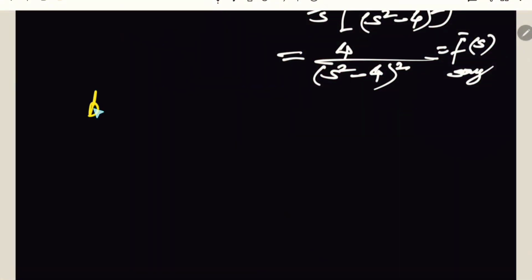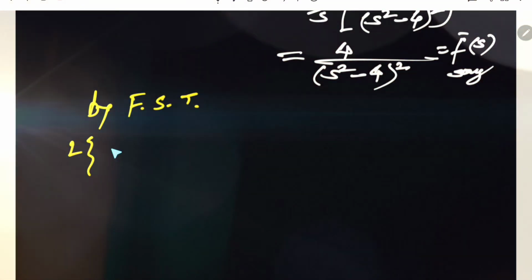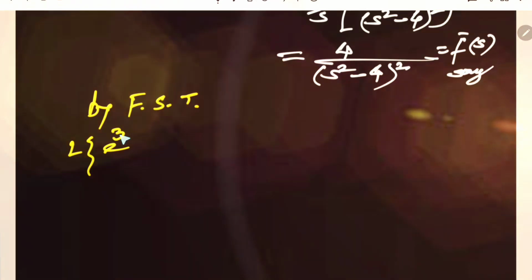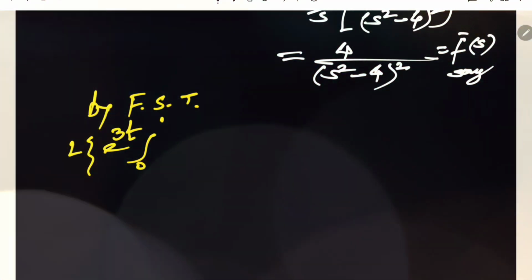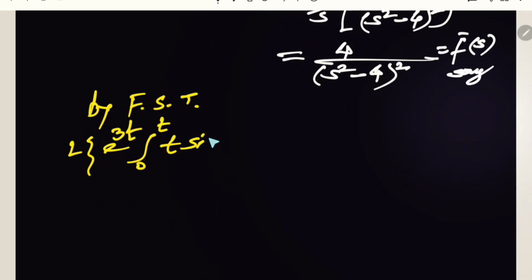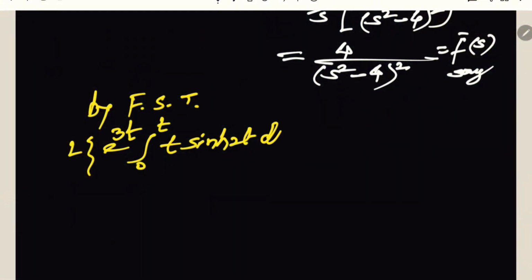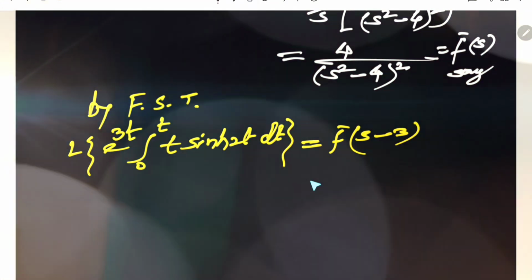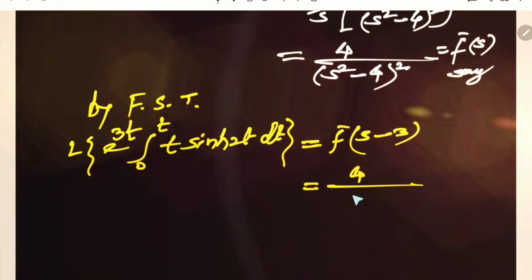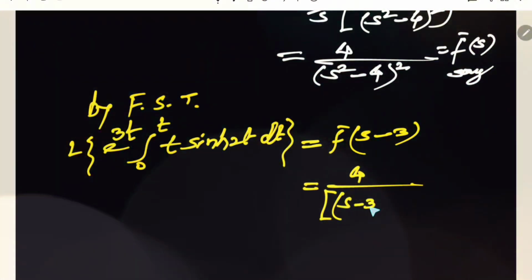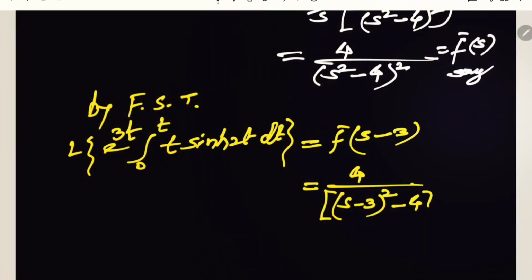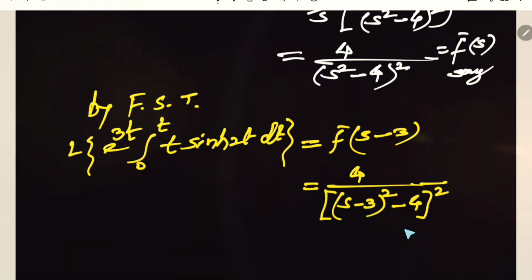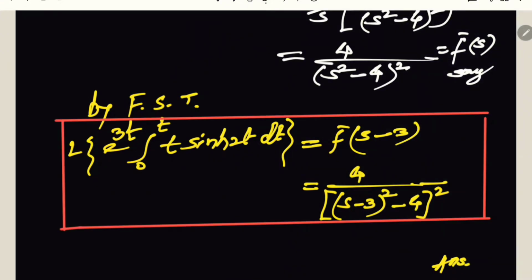And then finally applying first shifting theorem, we get Laplace transform of e raised to 3t integration from 0 to t of t sine hyperbolic 2t with respect to t. Remember only this point, we have to go from right to left direction to decide first, second, third, like this. Therefore, f bar of s minus 3, replacing s by s minus 3 in the previous result, it becomes 4 upon ((s minus 3) square minus 4) bracket square as a final answer.